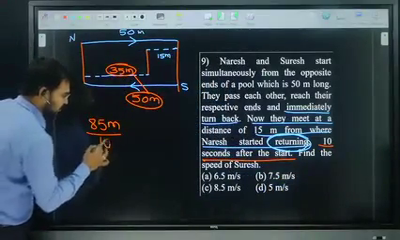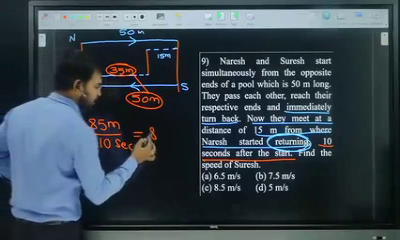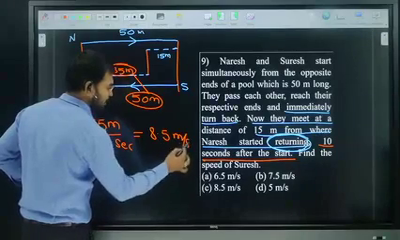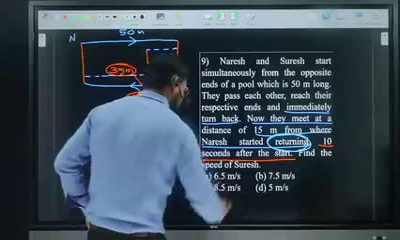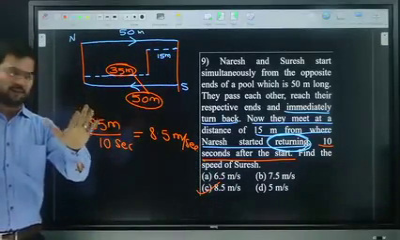10 seconds after the start, so the total duration is what? 10 seconds. 85 by 10 is nothing but what? 8.5 meter per second. Therefore, your answer is 8.5 meter per second. All of you okay? All of you clear? Just make a note.